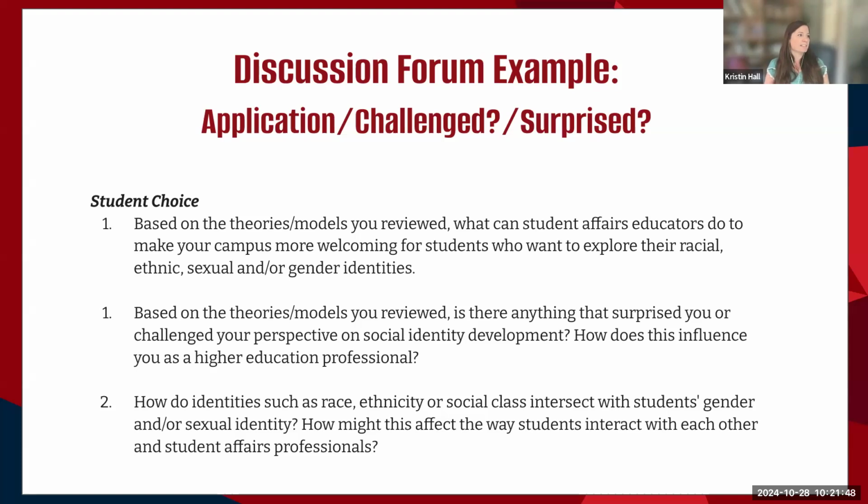So this one here is an application challenge surprised question. And I also threw in some student choice as well. I feel like that is really helpful to give students maybe a choice over what they can answer. So here you can see I have 3 different choices. And the first one, based on the theories models you reviewed, what can student affairs educators do to make your campus more welcoming for students who want to explore their racial, ethnic, sexual, and/or gender identities? So it's kind of getting them to apply what they've learned in those theories to a current setting that they're already in, or something that they would be going into later.